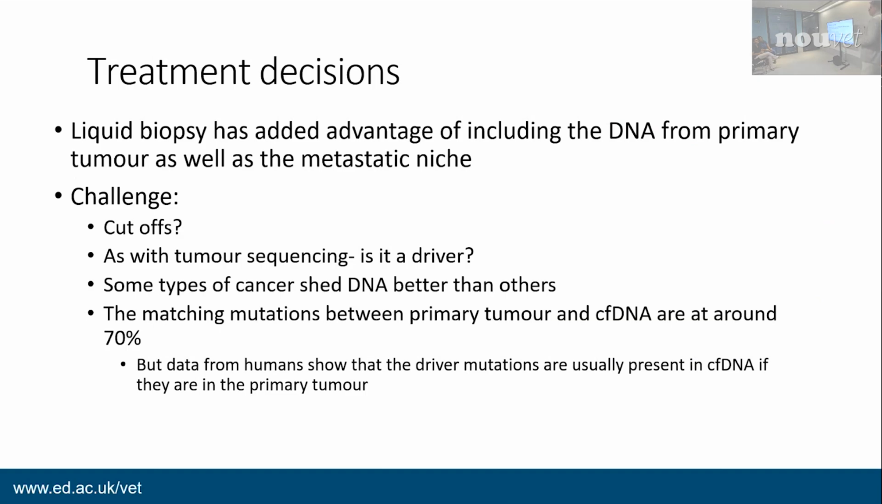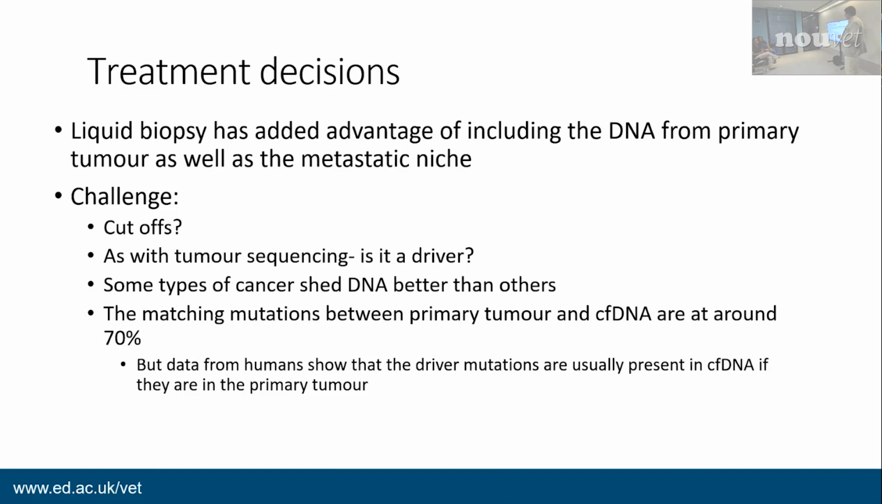So from treatment decisions, liquid biopsy has an added advantage compared to the tumor sequencing because, as we talked previously, there is tumor heterogeneity in the tumor. So if we sequence one piece of the tumor and the other piece of the tumor, we may have slightly different results, right? But the advantage of liquid biopsy is that it captures both the tumor heterogeneity as well as potentially the metastatic niche. So it will add additional information that we need.